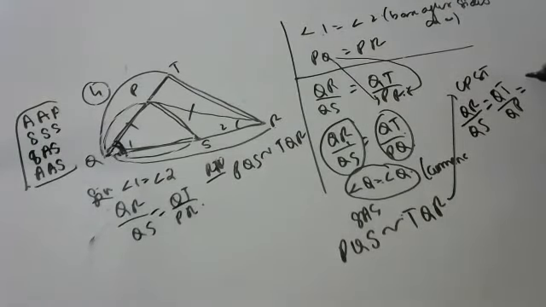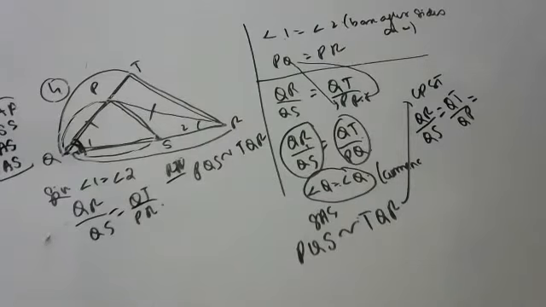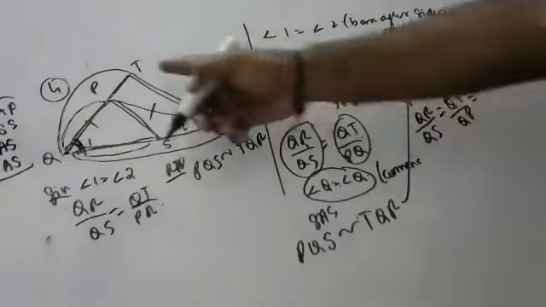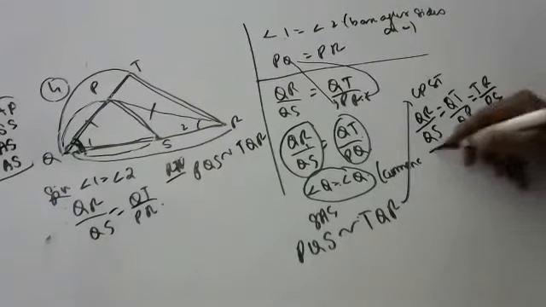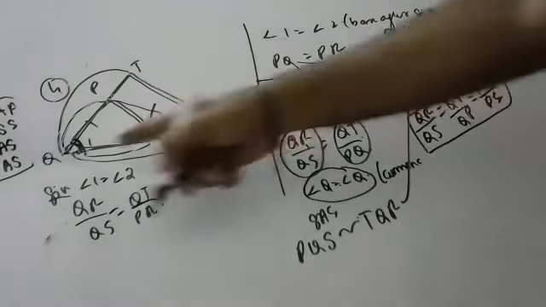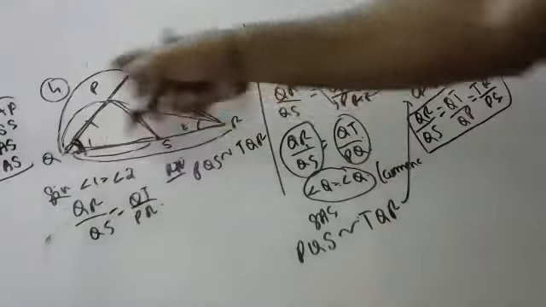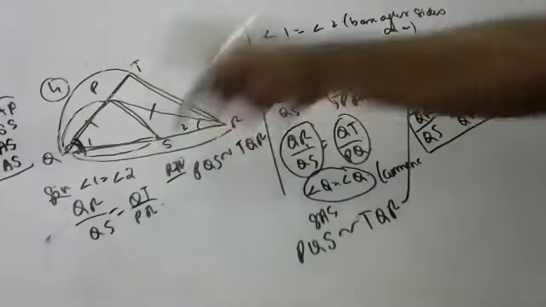QT by PR. No. PS by TR? Yes, tell me. Sir, PS by TR? The big one first. Big one first. TR by PS. TR by PS. Big one by small one, because first we are taking big, then small. Big, small. Big, small. Like this.